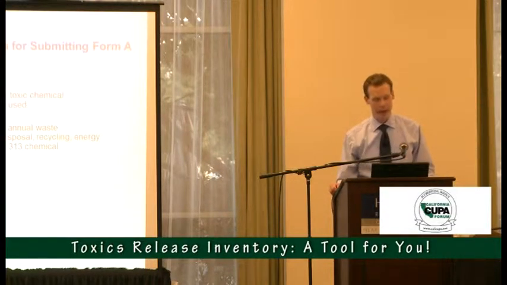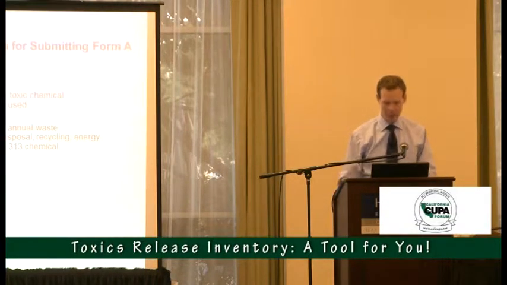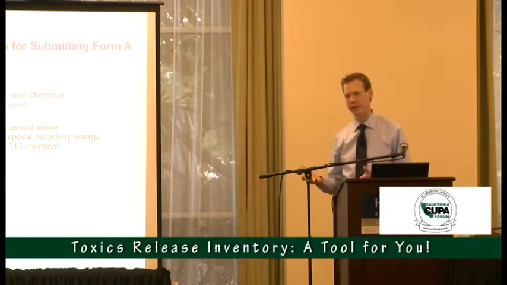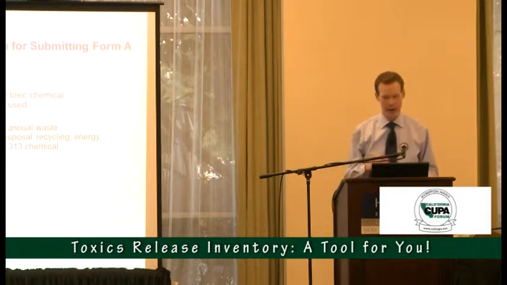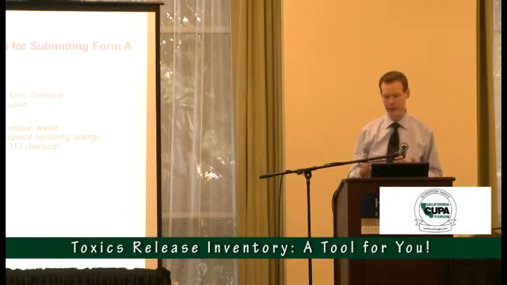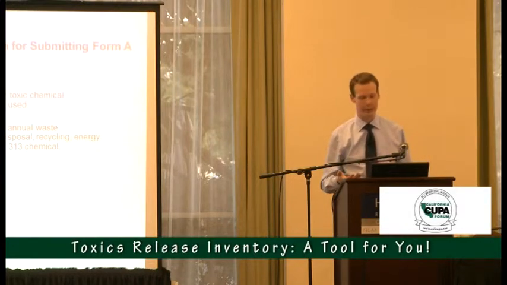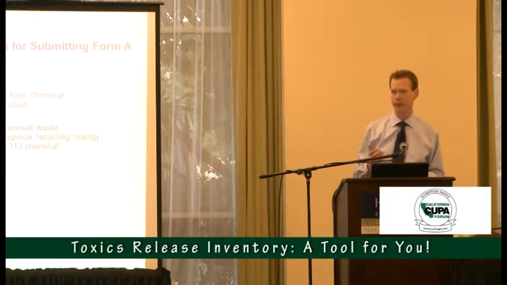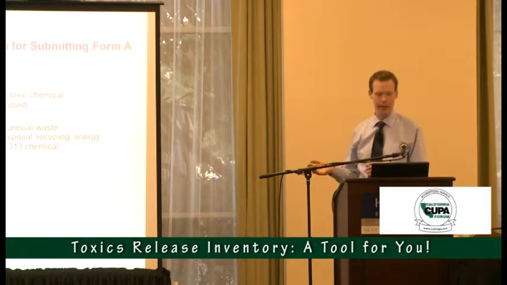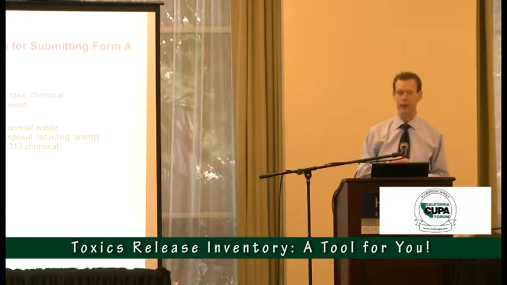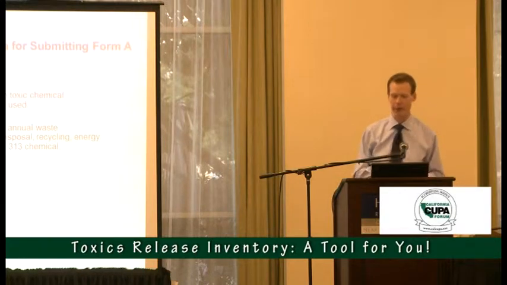So I mentioned the Form A. This is a lower detail form. There's less quantitative information, and because of that, only certain times you qualify to submit a Form A for certain chemicals. So in order to submit a Form A in lieu of a more detailed Form R, the chemical must not be a PBT chemical, and then must meet a few different criteria. And we call this the alternative threshold.